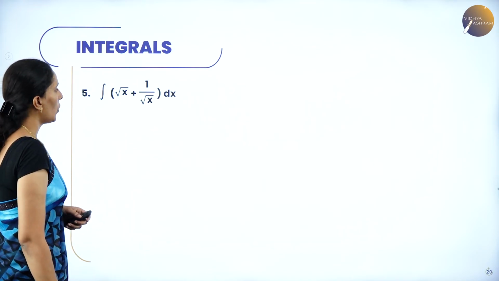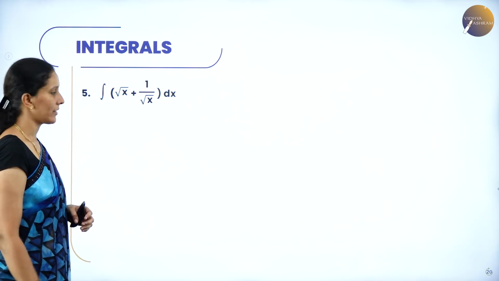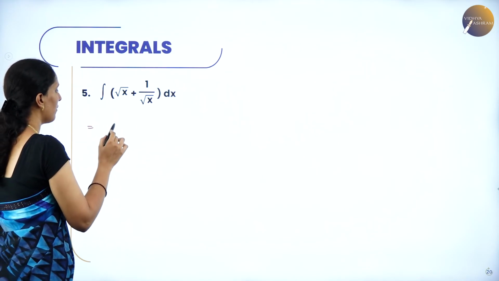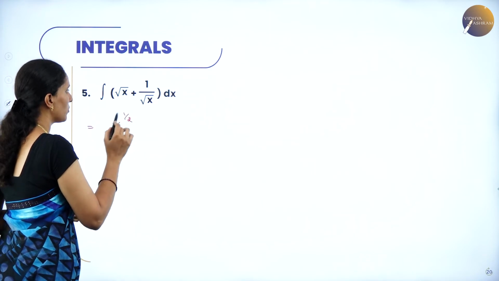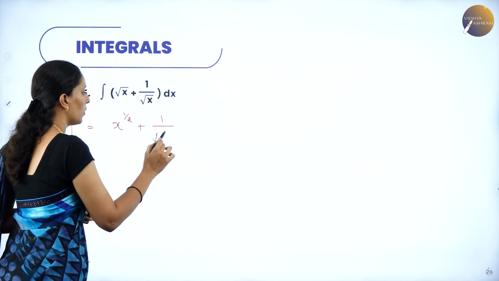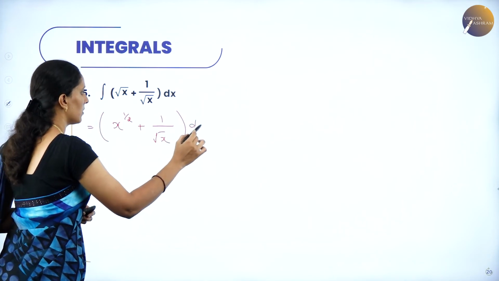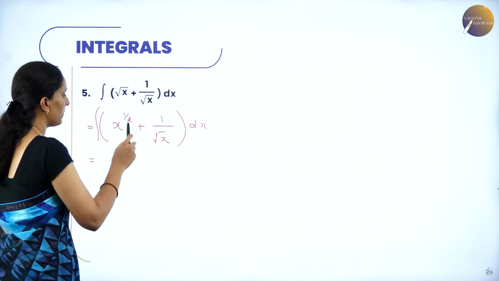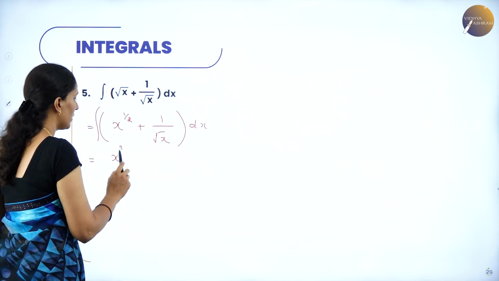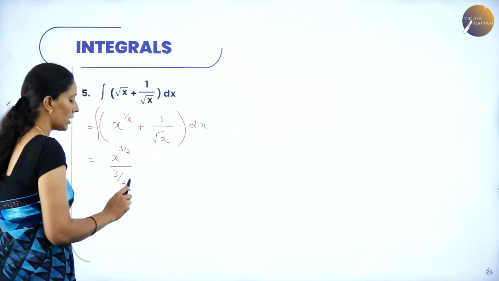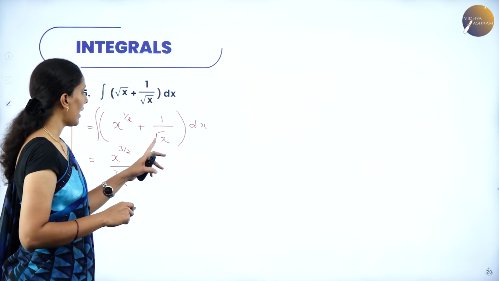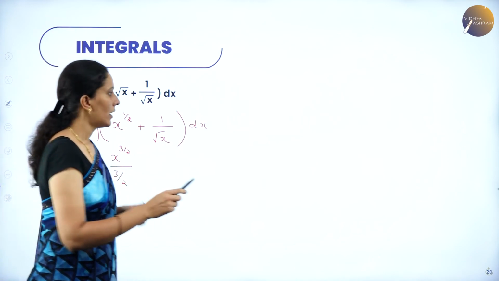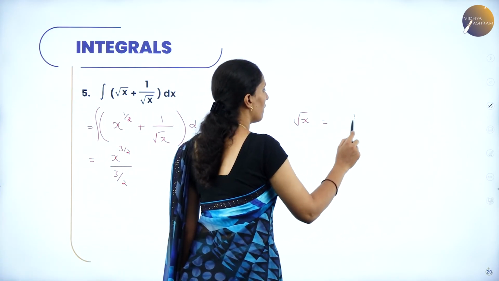Next, root x plus 1 by root x dx. So root x we have, thus here I can take this in the form of x to the power 1 by 2 plus 1 by root x into dx. So let us apply the integral property here. Here we get x to the power 1 by 2 means x to the power 3 by 2 divided by 3 by 2. That is x to the power n plus 1 by n plus 1. And here also 1 by root x can be written as 2 root x because derivative of root x is 1 by 2 root x.